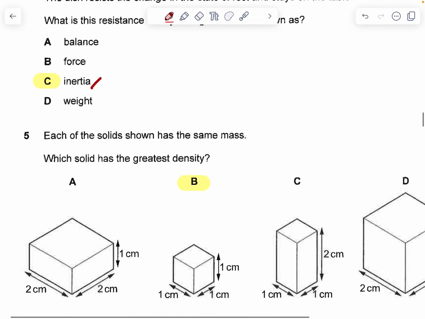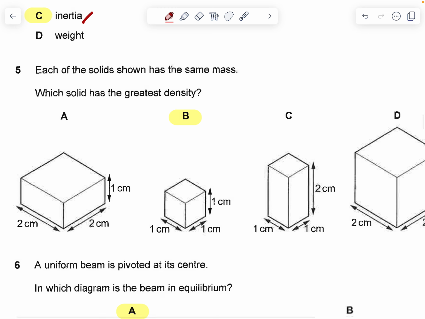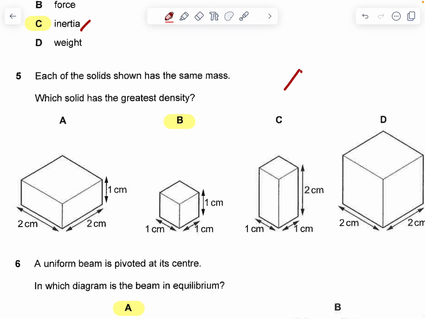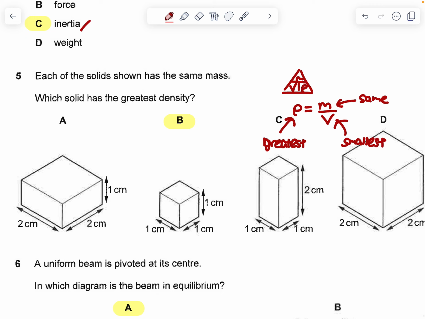Question 5. Each solid has the same mass. Which solid has the greatest density? So we use the formula: density equals mass over volume. We want the greatest density, and since the mass is the same, we want the smallest volume, and this will give us the greatest density.